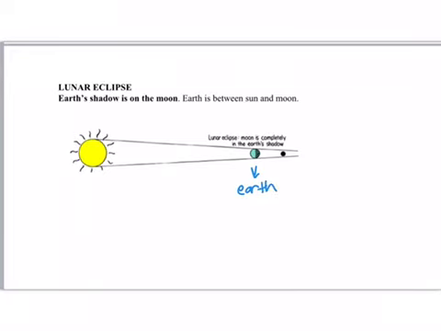In a lunar eclipse, the earth is between the sun and the moon, so the earth's shadow is on the moon. As the moon is so small, we get the other light rays. Here we have umbra and the moon is in umbra, so it cannot be seen.